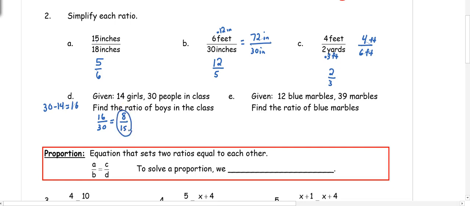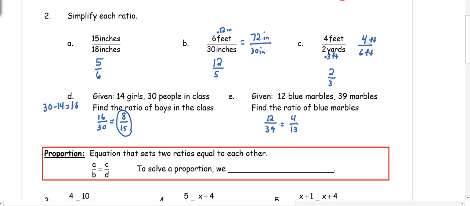E, there's 12 blue marbles out of 39 total marbles. So we want to find the ratio of blue marbles. So we're going to take the blue marbles and divide by our total marbles and reduce, and we get 4 over 13 because we can divide both numbers by 3.